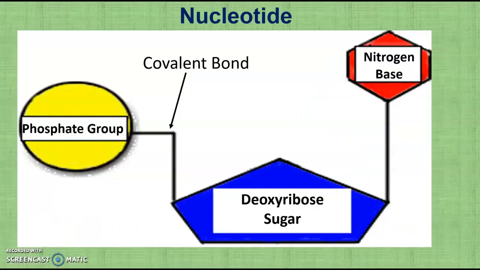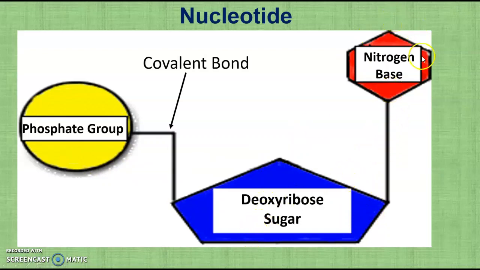So here's the structure of a nucleotide. A nucleotide is made of a phosphate group, which is this phosphorus and oxygen, connected by a covalent bond to this deoxyribose sugar. These two parts make up what's called the backbone of a nucleotide. If you were looking at this in terms of a ladder, this would be the sides of the ladder. And then the sugar is connected to one of the 4 nitrogen bases.